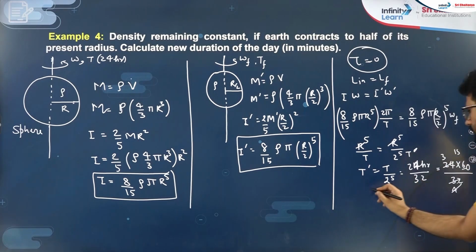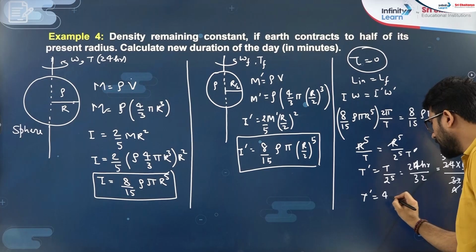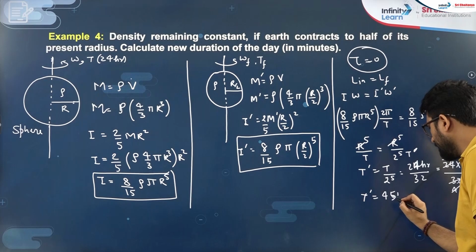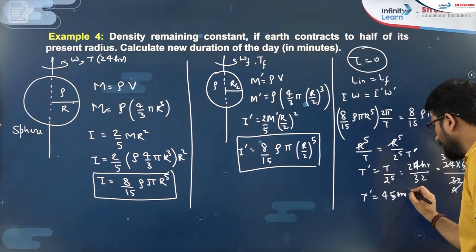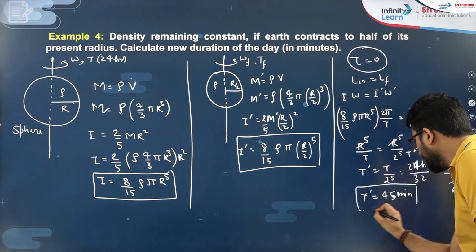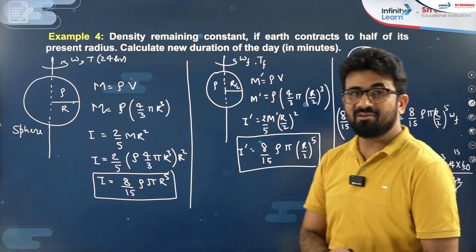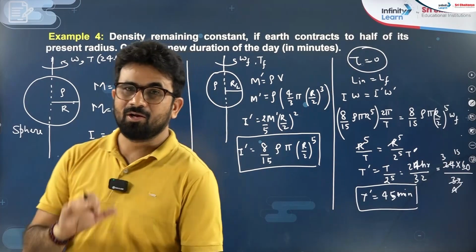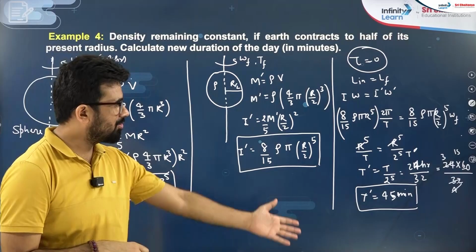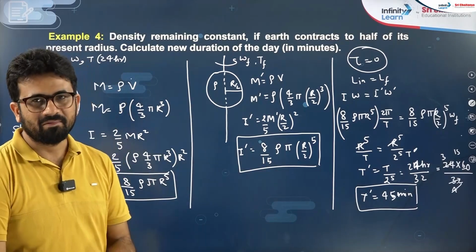So that would be equal to t prime is equal to 45 minutes. That means the new length of the day would be only 45 minutes, which is less than 1 hour. It is interesting to understand. Right now we are having a 24 hour day, and this is only a 45 minute day.